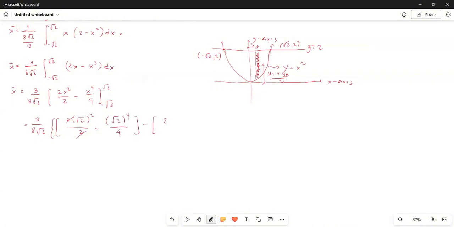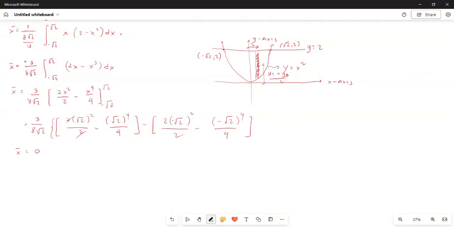Minus yung lower limit na 2, negative square root of 2 squared over 2, and then minus negative square root of 2 raised to 4 over 4. Ayan. So, ang ating value dyan sa x bar ay equal sa, ang value natin dyan is 0.